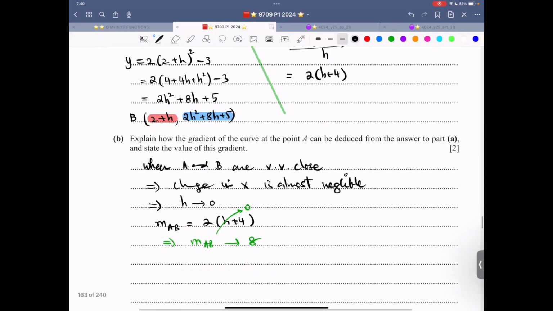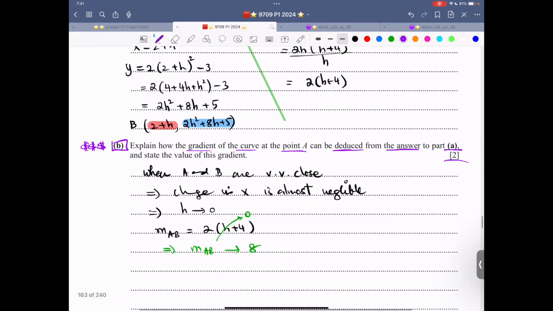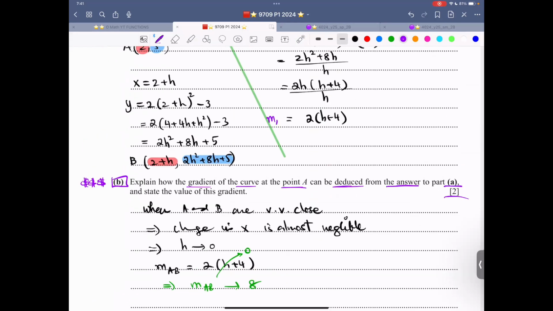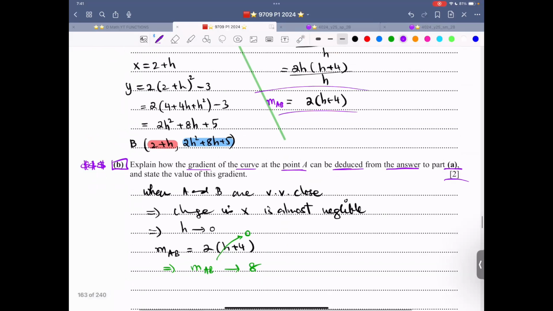Now this is the $1 million question. That is about this thing. What are they asking? Only for 2 marks. Explain how the gradient of the curve at the point A can be deduced from your answer to part A. Now your answer, gradient of AB, is in terms of h. How can you deduce it?